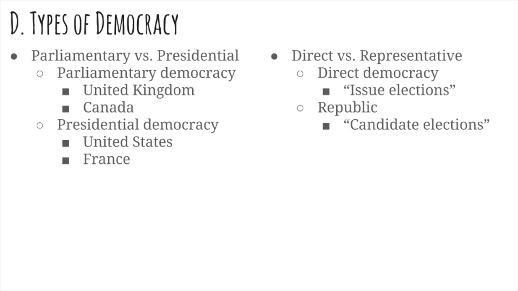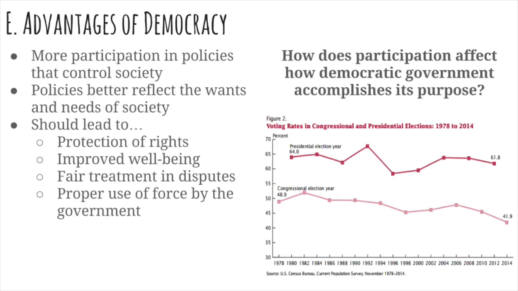And our final slide deals with the advantages of having a democracy versus having other types of government. It involves more people in the policies that control society, and we would expect that these policies would better reflect the wants and needs of the people in society. These should lead to improved results in terms of the purposes of government. Recall that the purposes are the protection of rights, improved well-being, fair treatment, proper use of force. The more democracy you have, you should get better results.